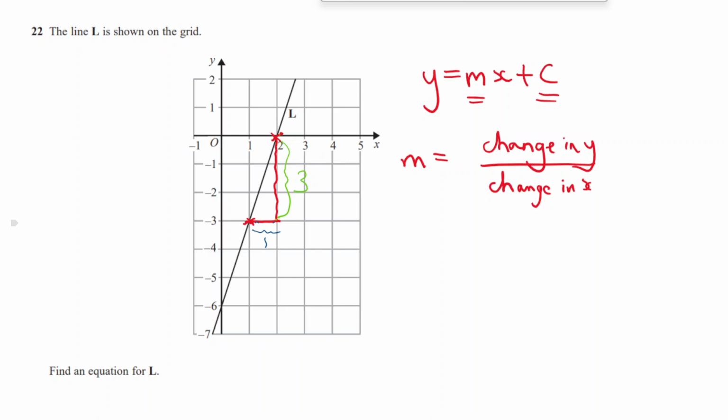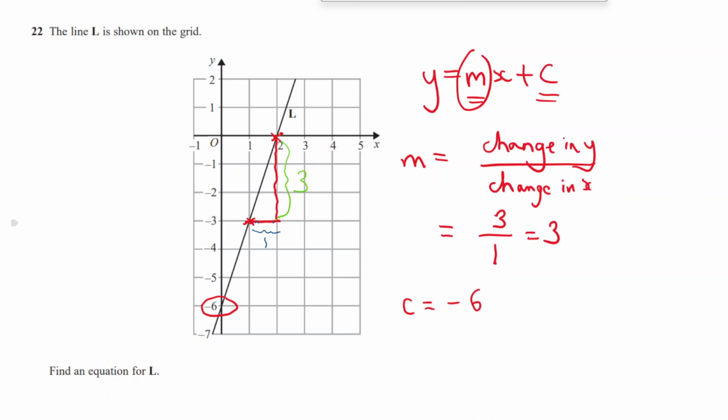So we can then work out the gradient. Change in y, 3, divided by change in x, 1. So that is 3. So the gradient is 3. So this value in here is 3. We then need to look at this line and see where it's cutting the y-axis. Where's that y-intercept? Well, here it is at a y value of -6. So the c value is -6.